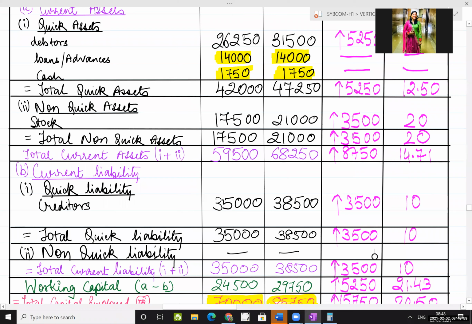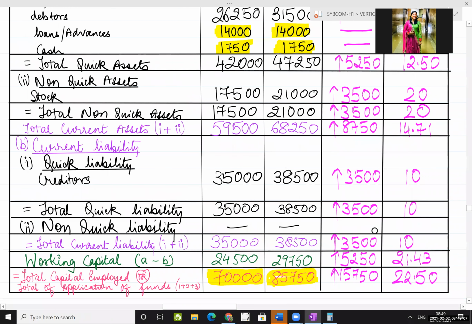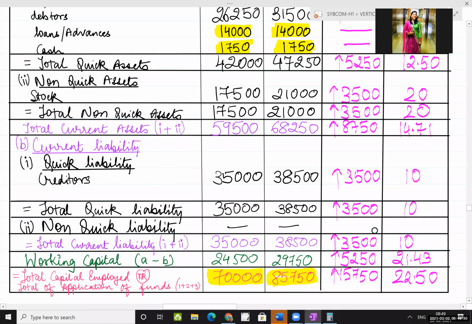Okay. Next, current liability. So current liability में what do I have? I just have creditors. Okay, so my creditors 35,000 से it is now 38,500. बढ़ गया 3,500. Divide by 35,000 into 100. Okay, 10% increase. Then total your quick liability. Same answer you will get. Non-quick में कुछ भी नहीं है. Put a dash.